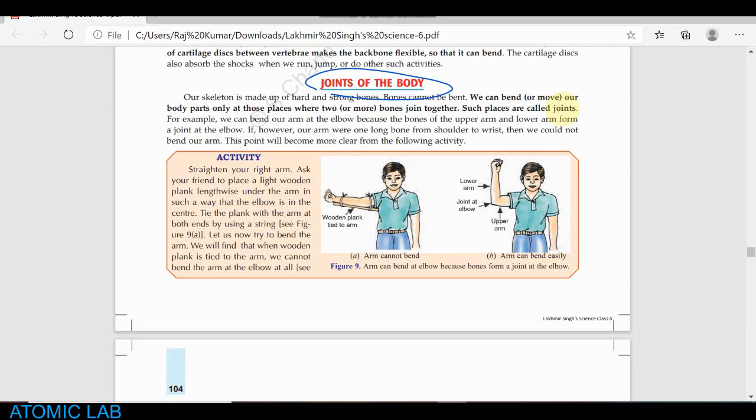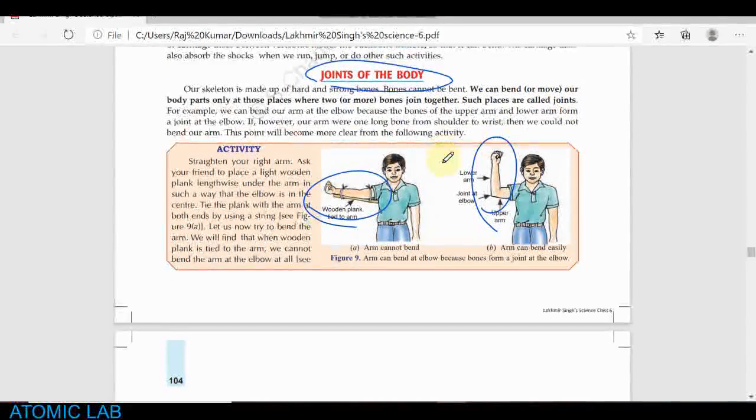As we know, we can move our body parts and we can easily move from one place to another place. The reason is that the joints in our body allow movement. Yes, we can easily move our hands, we can easily move our legs. The reason is that our joints allow the movement.